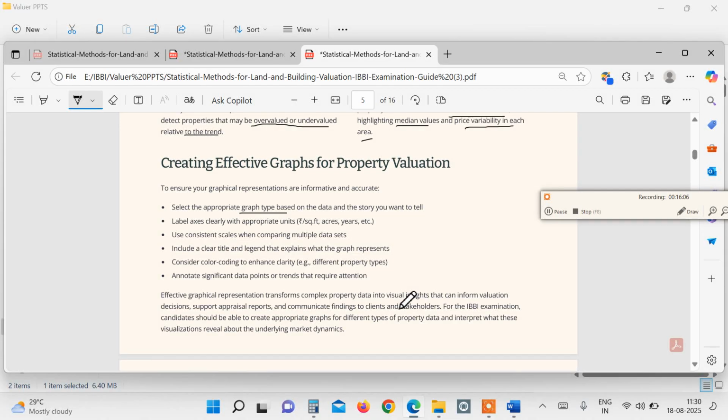So, effective graphical representation transforms complex property data into visual insights that can inform valuation decisions, support appraisal reports, and communicate findings to clients and stakeholders. As far as the IBBI examination is concerned, candidates should be able to create appropriate graphs for different types of property data and interpret what these visualizations reveal about the underlying market dynamics.